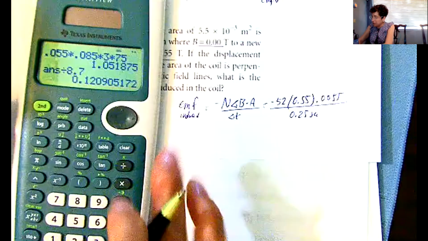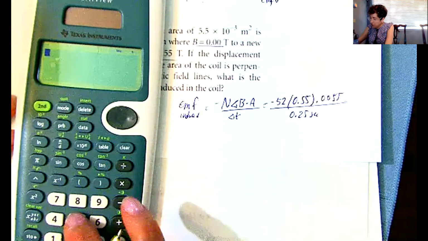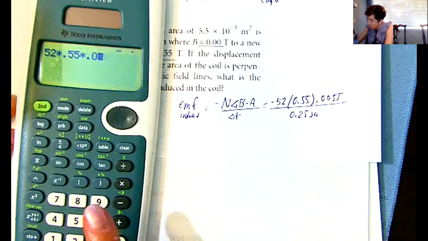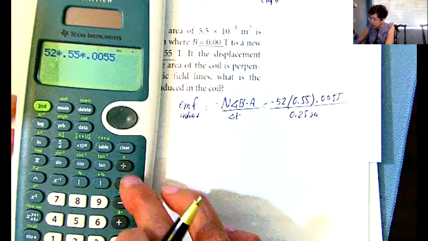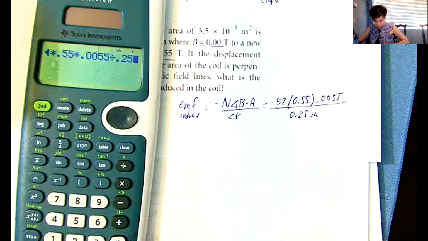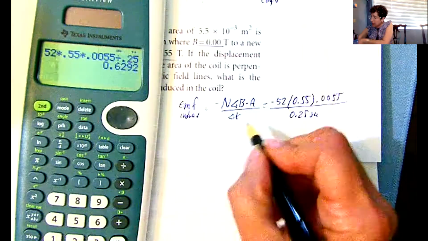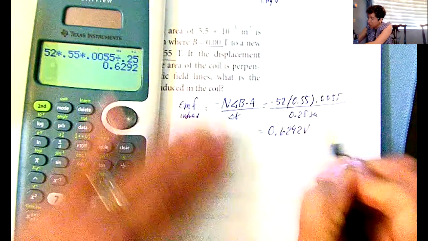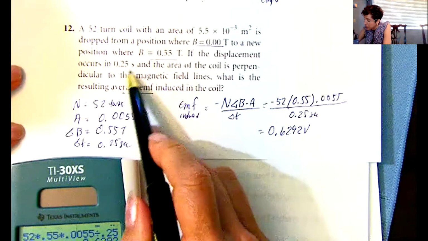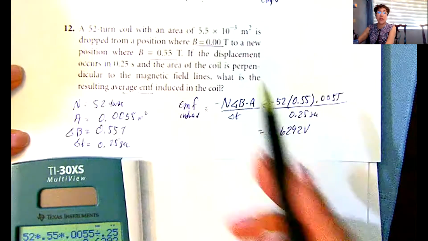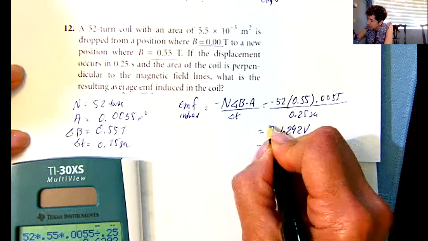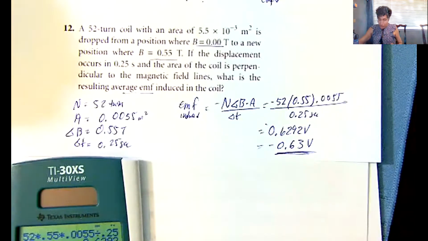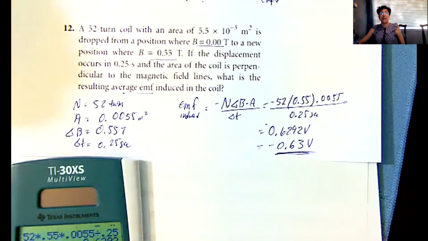All right, so let's do that. 52 times 0.55 times 0.0055, all that divided by 0.25. And we get a negative 0.6292 volts. Looking at our significant figures, it looks like you've got to have two, so I've got negative 0.63 volts. So more than half a volt was induced. I'm checking here, and there you go.